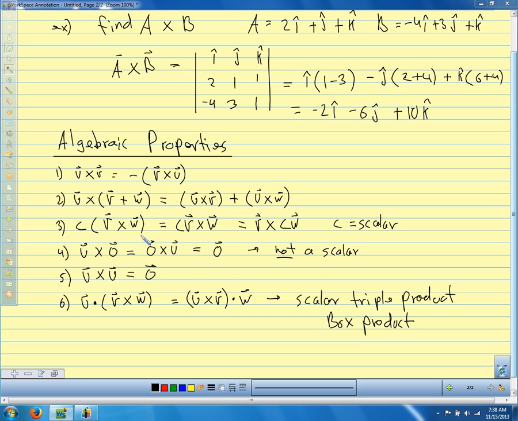So now we're ready to answer another important mathematical question. What happens when you cross two mountain climbers? You can't. They're both scalars. Okay.